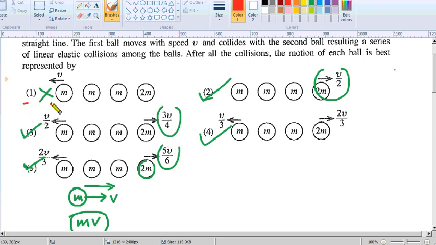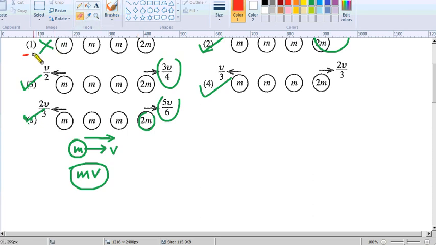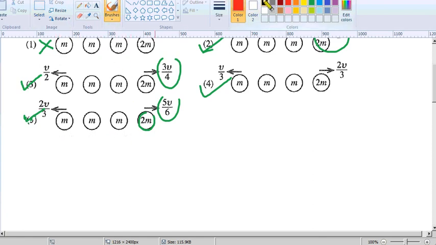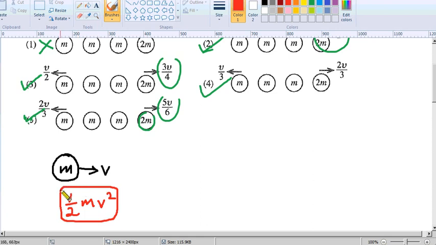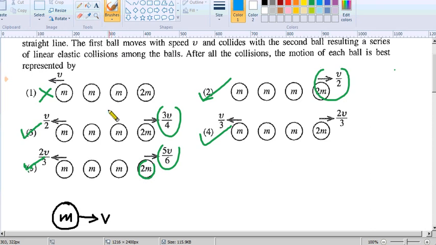So let's take this one first. Only this ball is moving, but before that we have to take the initial kinetic energy of the first ball. The first ball coming into the system has mass m and velocity just v. So the initial kinetic energy is half m v squared. We have to check whether this value is there after the collision. So let's check it from answer to answer.